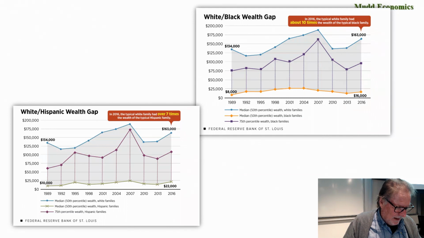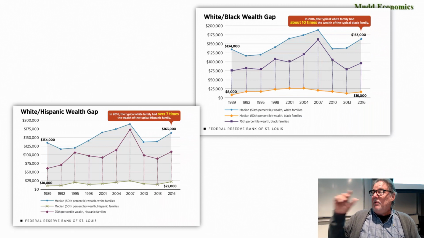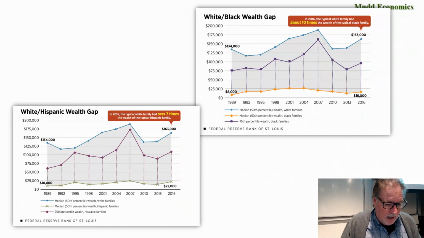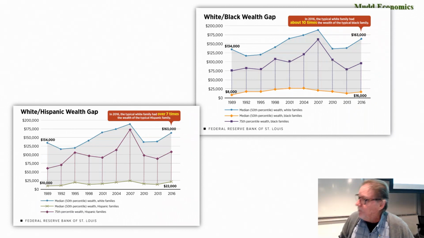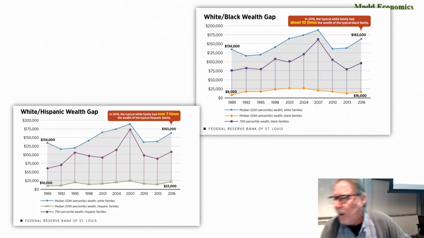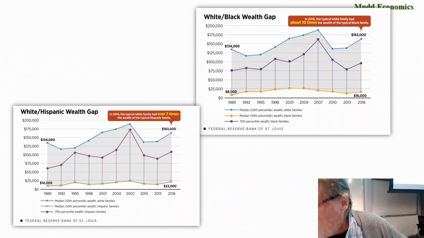Now, the white-Hispanic wealth gap, of course, is remarkable. And the white and black wealth gap is also remarkable. It's kind of hard for you to see this up there. In fact, it's hard for me to look at it and see what it's actually saying unless I look at this bigger monitor over here. I can't even read it down here.